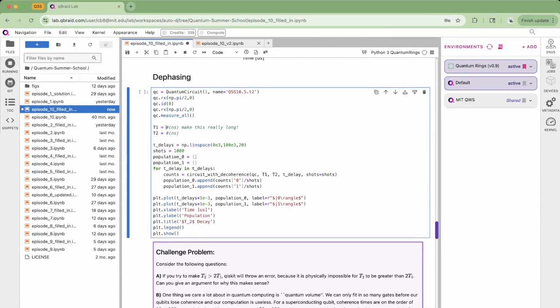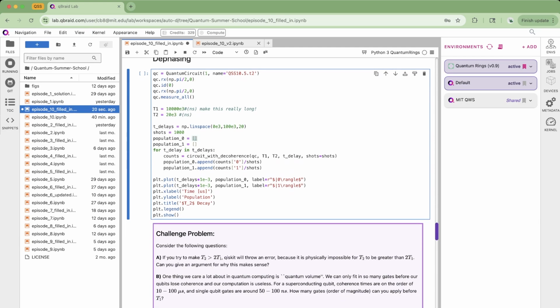So we want to make sure that we're dominated by T2 loss, so let's just make T1 really big. And then T2 is going to be the main decay mechanism. And then here again, we're going to run a circuit with decoherence. We're going to keep increasing the delay time. Basically, thermal noise with T1 and T2 decay is going to be applied for the time delay on every identity gate.